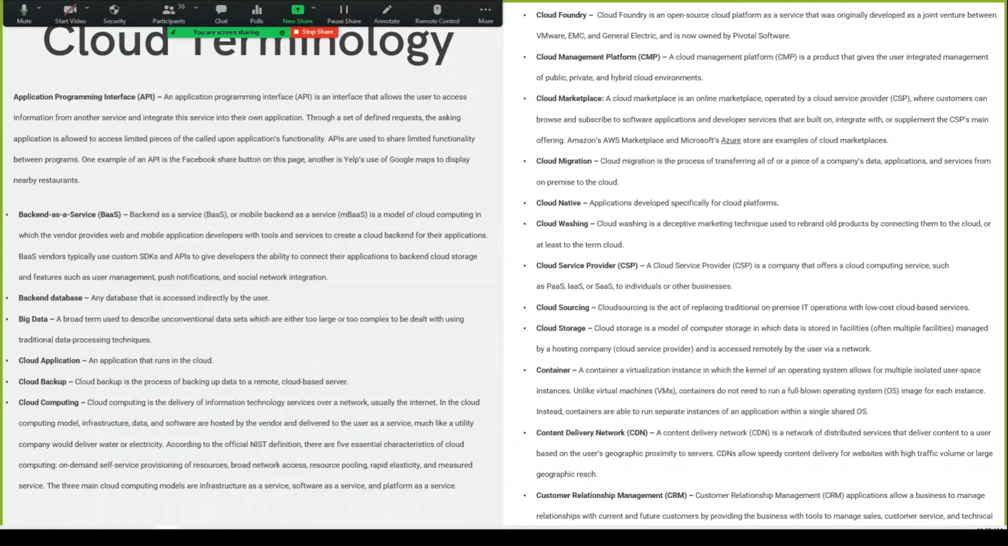What is Cloud Foundry? Cloud Foundry is an open source cloud platform as a service that was originally developed as a joint venture between VMware, EMC and General Electric, and is now owned by Pivotal Software. So when you're working on some backend application, you will see that most of the organizations are going for Cloud Foundry, and their DevOps systems, which we will cover a little later here, are connected with Cloud Foundry.